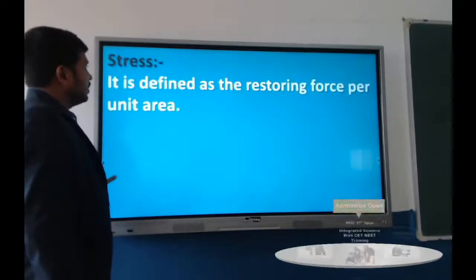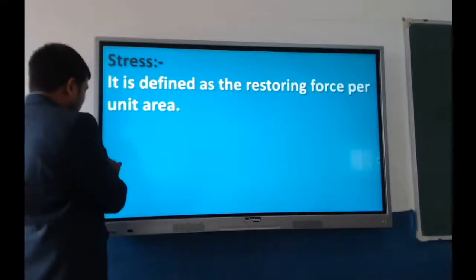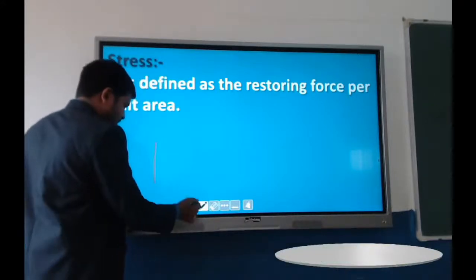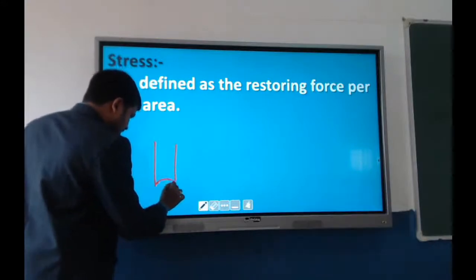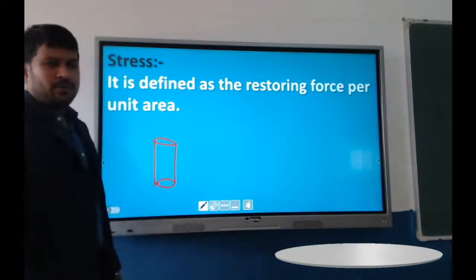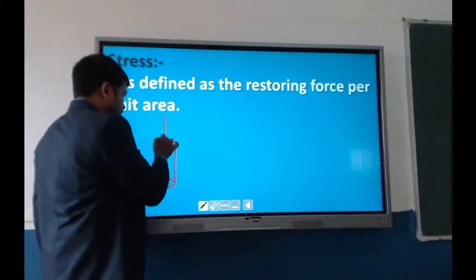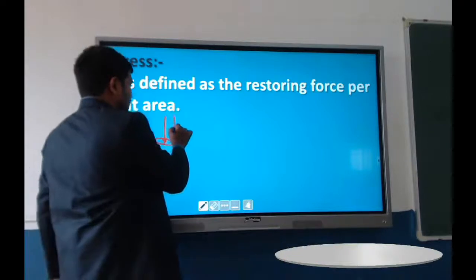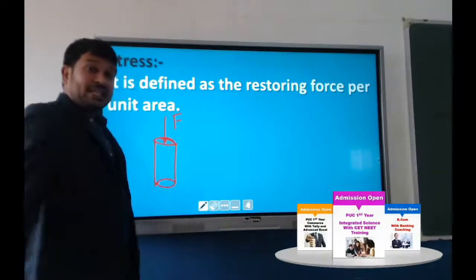Okay, now one concept, stress and strain. First I will define stress. What is stress? Students, consider a body of any shape. Any body you can consider. In this body, I will apply the force. This is the force F I am applying. I am applying it in a particular area.